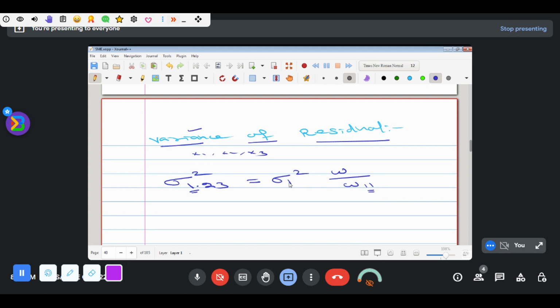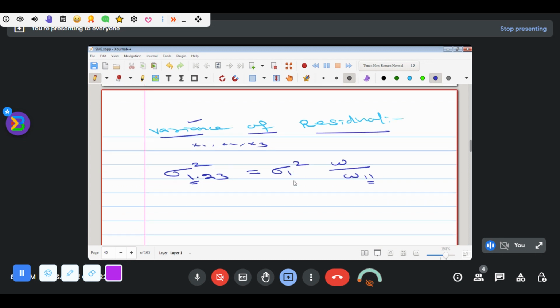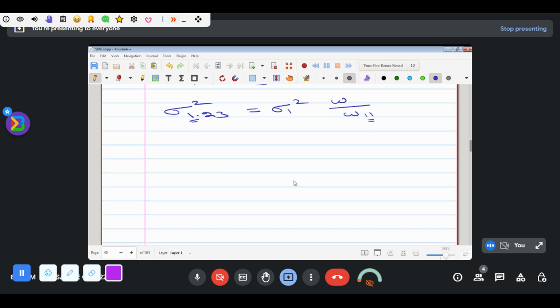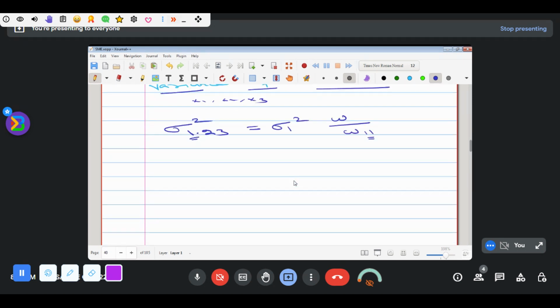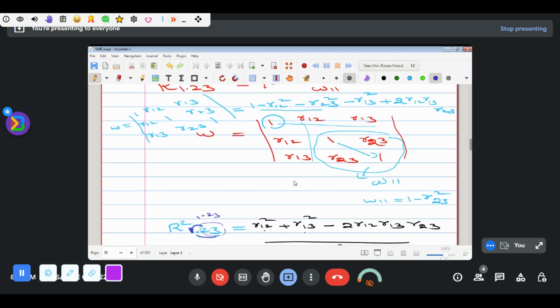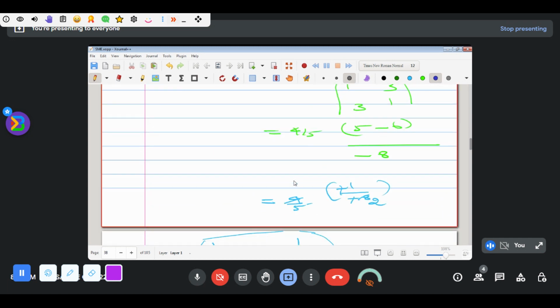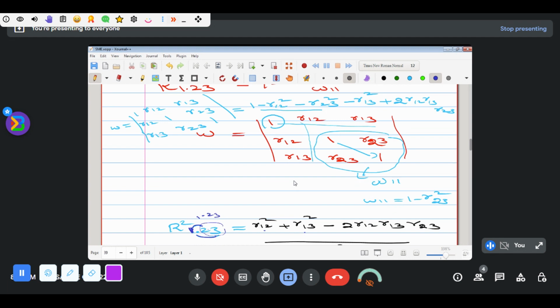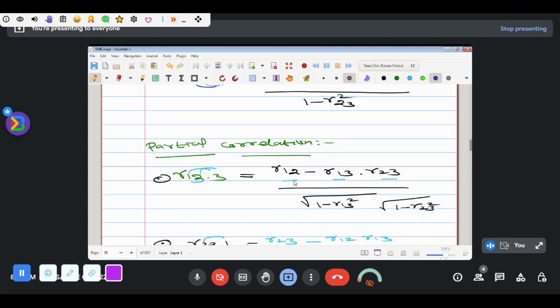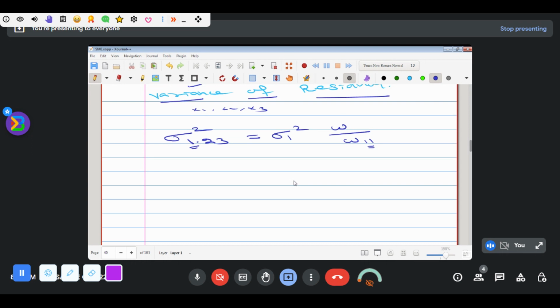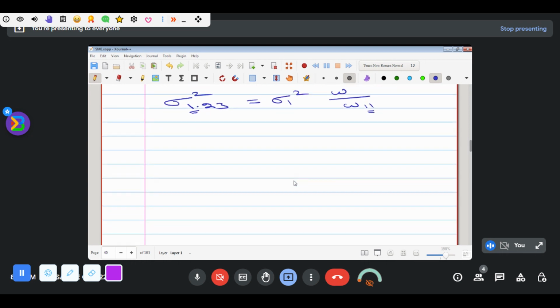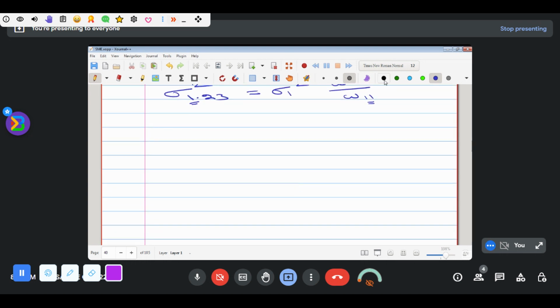Okay. So using all this concept, it's a very important 16 mark question, 2 or 3 times in your university question paper. Just go through all the formulas. Just go through the multiple correlation, partial correlation, and also variance of residual. Then using all these formulas, one question comes in a university question paper.